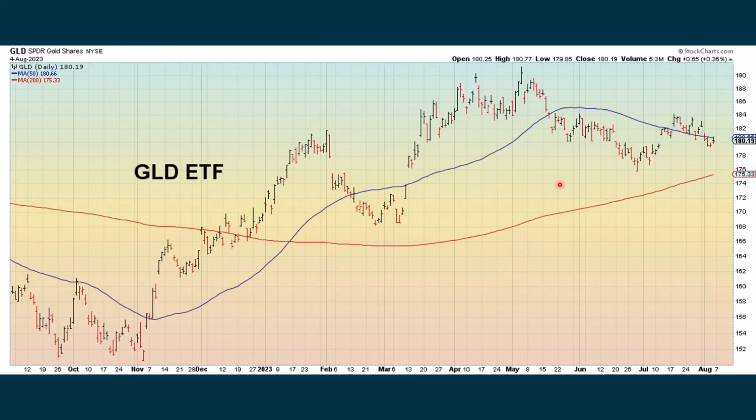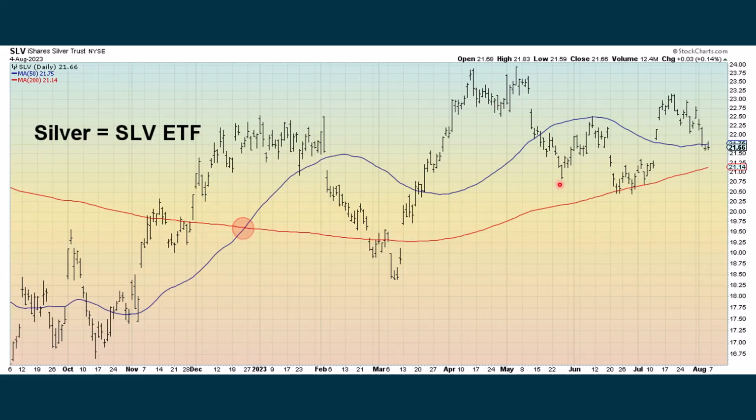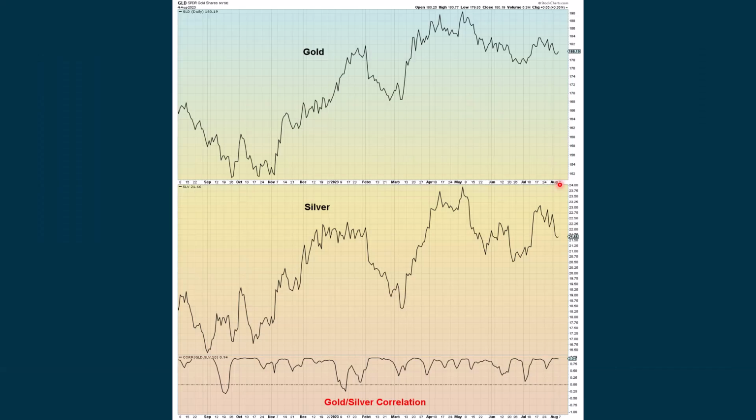Here's gold, which is an overall uptrend by itself, but when we compare it to the S&P and even to the dollar, it's having a lot of trouble right now, and I'll show you that. Silver is also in an uptrend. Here's gold on the top and silver on the bottom, just their closing values. Down on the bottom, this is the correlation between the two, and you can see they might get out of whack with each other from time to time, but they're typically going in the same direction at the same time.